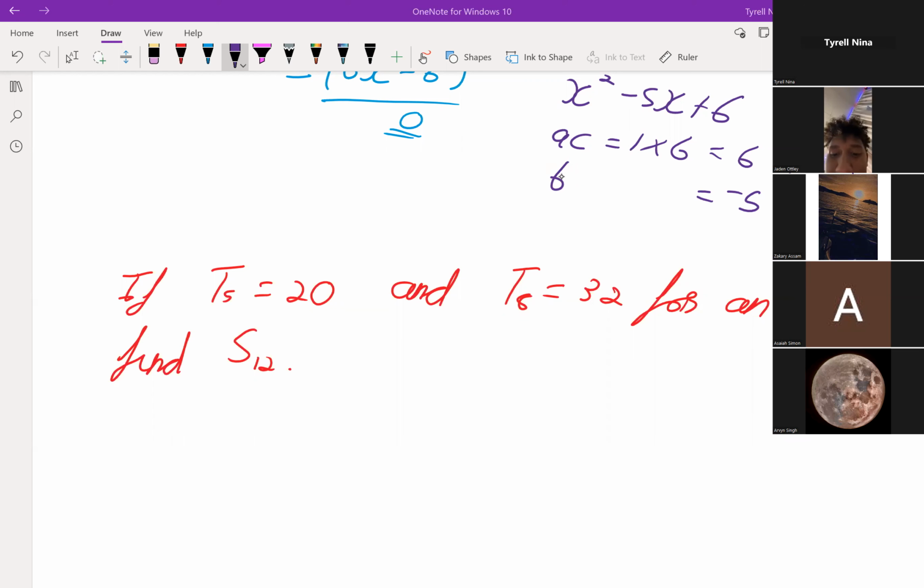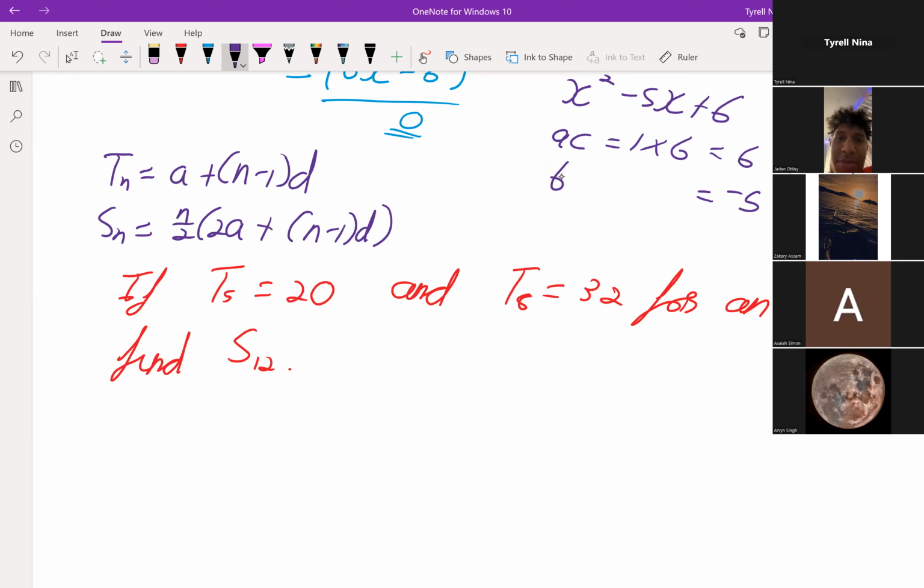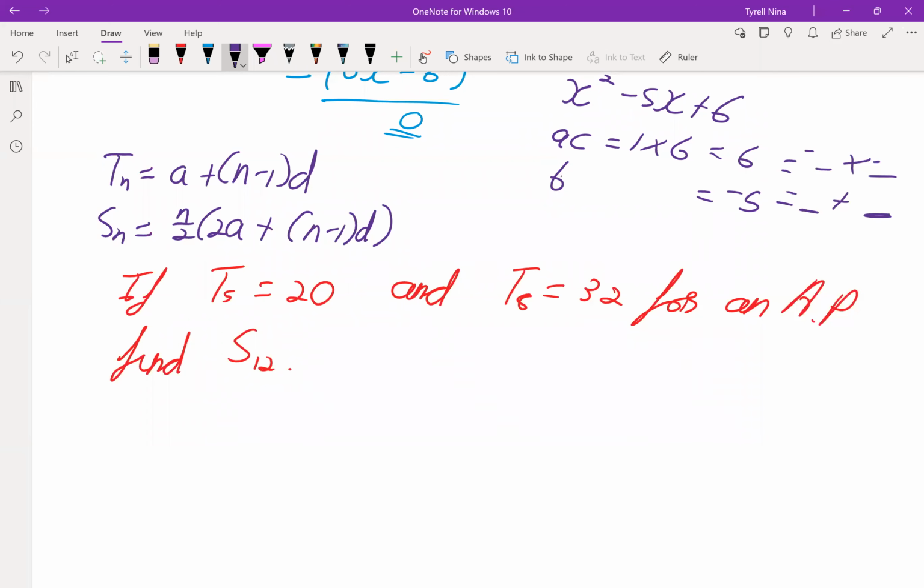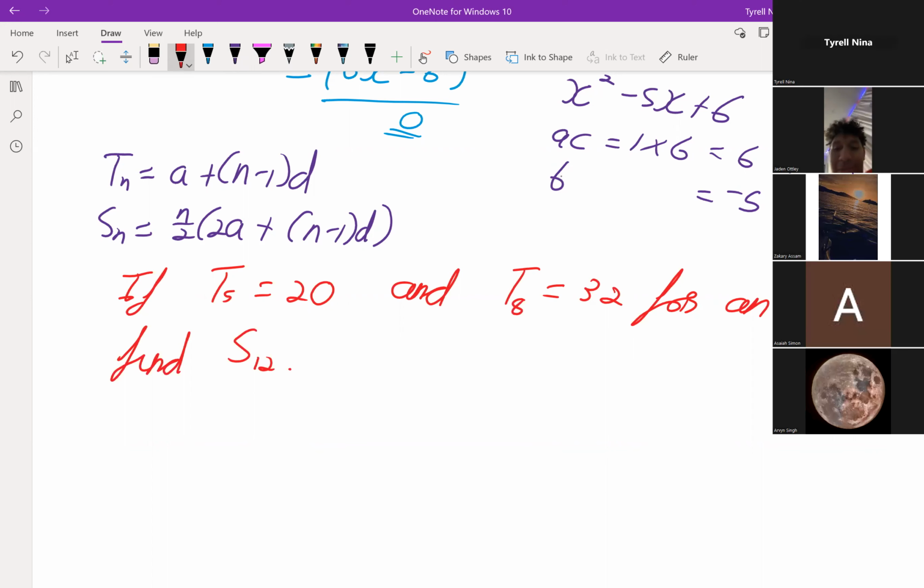So in the exam itself, I'll be giving you all the formula sheet. And the formula sheet does give you the APs and GPs. So Tn is a plus n minus 1 d. Sn is n over 2 times 2a plus n minus 1 d. So the second page of your exam will be your formula sheet. This is T8, by the way. So try it and see what you get.